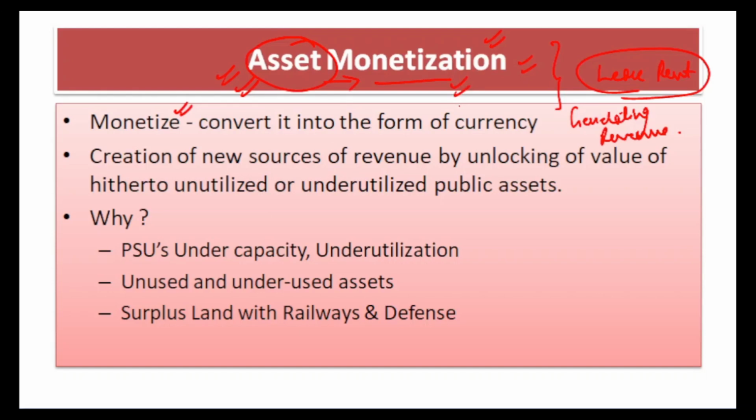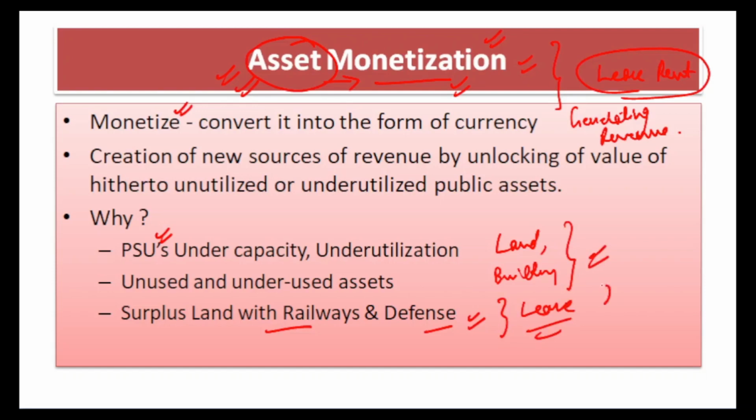Now what is asset monetization when it comes to the government? If we see, there are various public sector undertakings which are not performing well, and they have lots of surplus land, lots of buildings which they are not using. For example, the railways and defense have so much land and everything is not used. So if the government can lease this land and the building to the private sector, it can generate revenue, and that is exactly what asset monetization is all about.